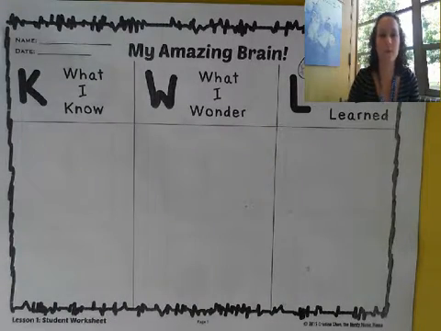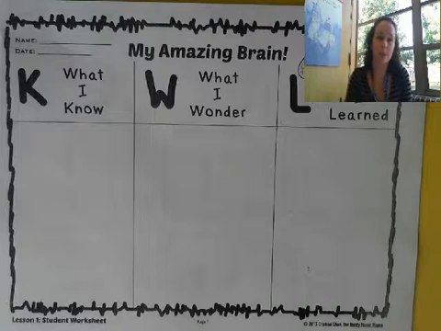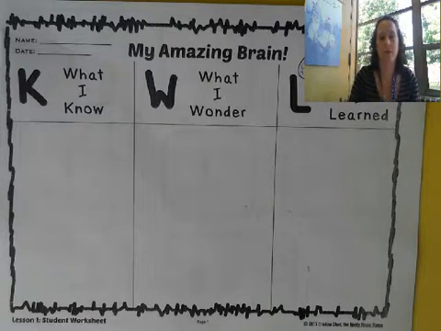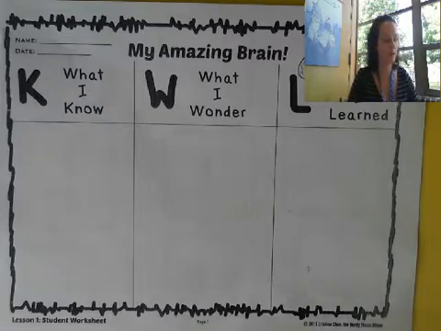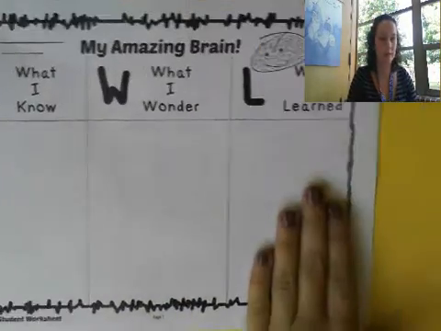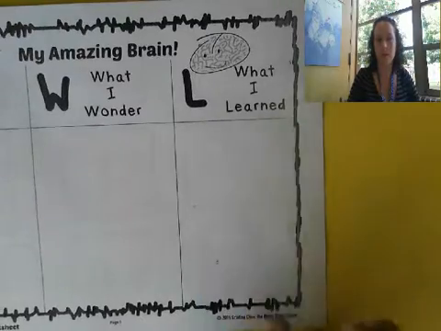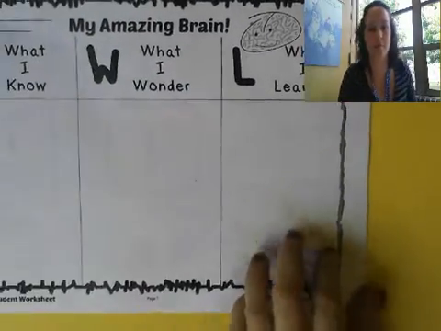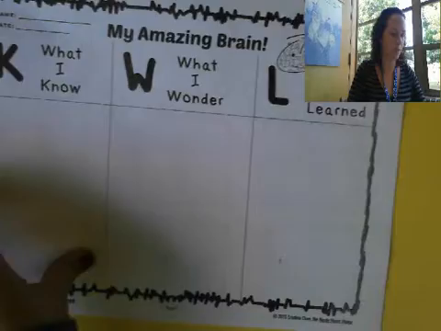And then the second part is what I wonder. This is a part where they're going to ask questions about what they want to know. I really just said, okay, if you could learn anything about the brain today, what would you want to learn about? And so just list those questions. And then this next part, the what I learned, should not be completed, as they haven't learned anything in class with me. So that's the first homework assignment.